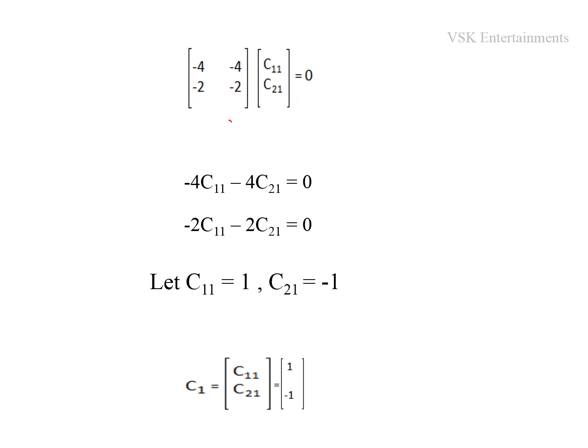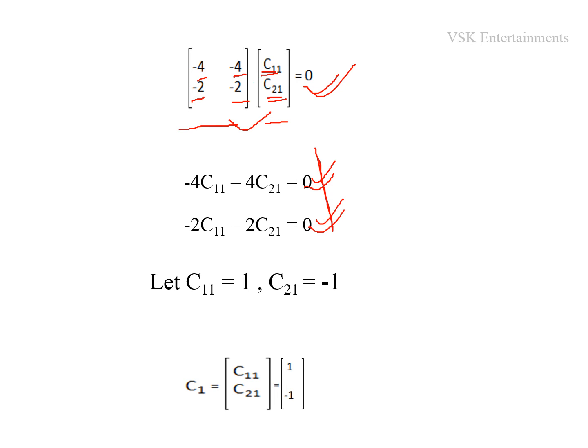These are the resultant matrices, that is the matrix [-4, -4; -2, -2] into [C11; C21] is equal to 0. Now simplify these two matrices: -4 C11 minus 4 C21 is equal to 0, that is the first equation. Similarly -2 C11 minus 2 C21 is equal to 0, that is the second equation.